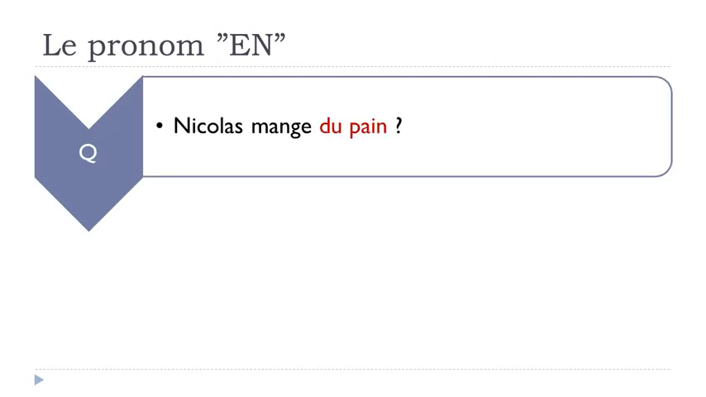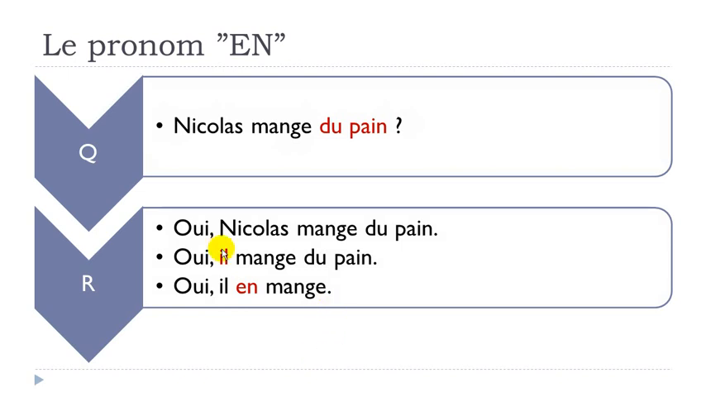So if you have a question like Nicolas mange du pain, of course, the first possibility that you could have would be to answer oui, Nicolas mange du pain. So manger is to eat, du pain, some bread. In that case, that's really the partitive form. Okay, so you don't want to specify the quantity, but it's some. Of course, the first option that you would have would be to answer like that. Oui, Nicolas mange du pain. So you repeat everything.